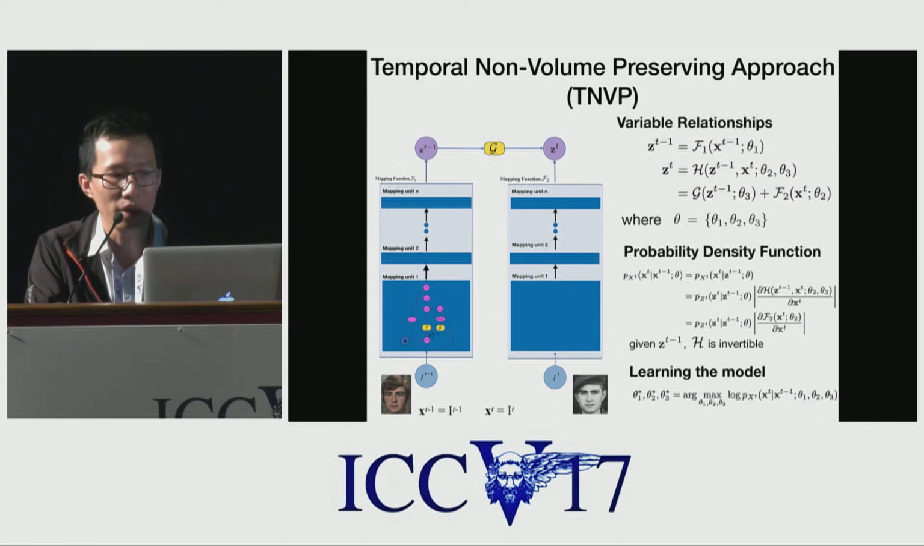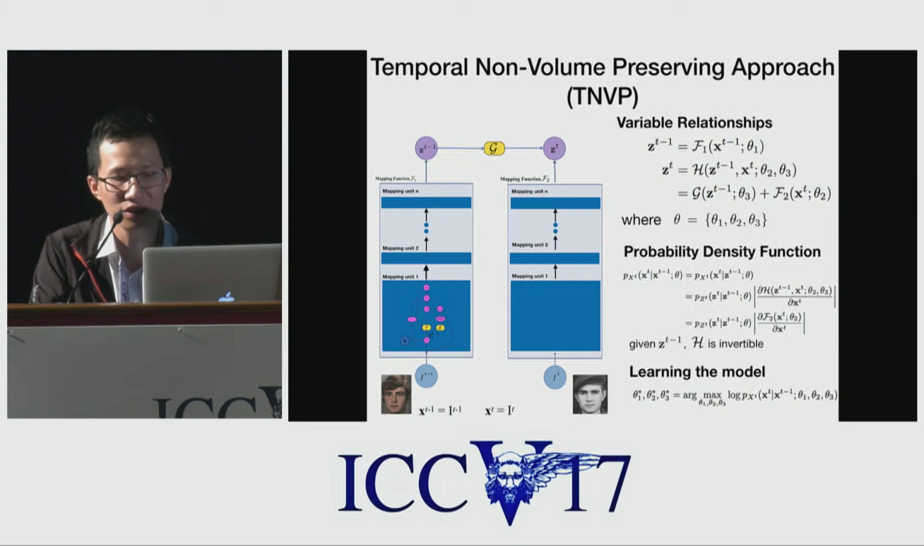Next step, we want to model the aging relationship between two latent spaces. In order to do that, we can calculate Z_t by function h, and h can be divided into functions g and f2. Then the probability density function p_{X_t} can be computed from p_{Z_t} and the determinant of the derivative of f2 with respect to x_t. And then we maximize the log likelihood of p_{X_t}, and we find the optimal parameter set theta 1, 2, and 3 for the model.